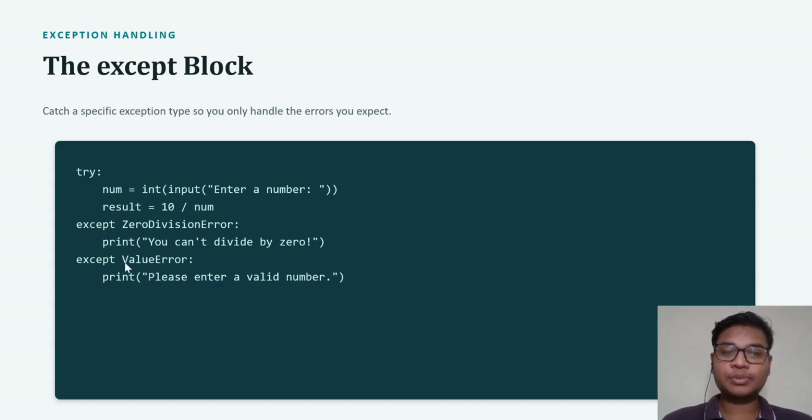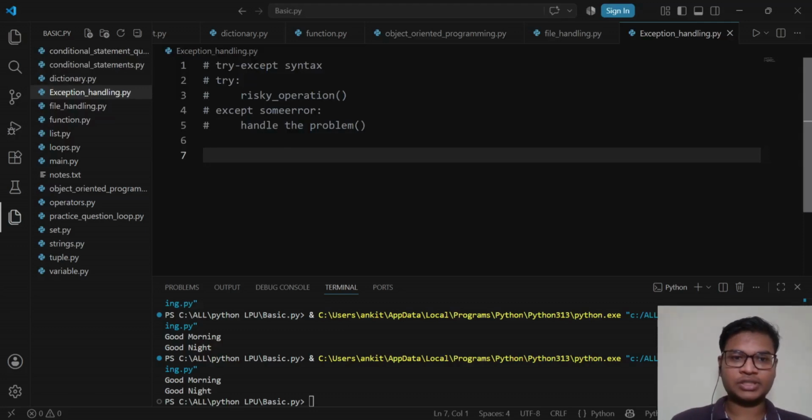The second one is except ValueError: print please enter a valid number. So these are the whole thing. And after that, we just print the result and see what's happening. Now let's do this, and after that let's understand all of it.